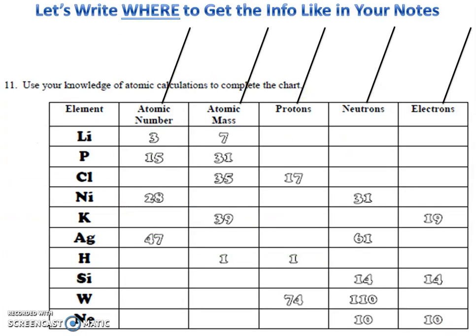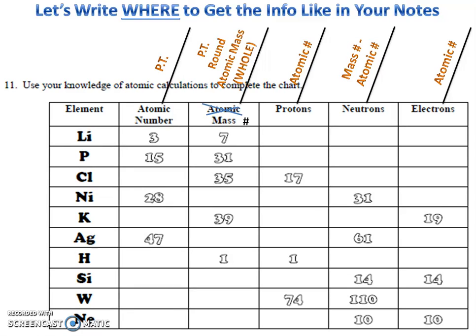So number 11, very similar, not exactly the same, but very similar to your notes packet. So the first thing I want you to do is write down where we're going to find this information. So the atomic number comes from the periodic table. The atomic mass, again, I don't like that. I'm just going to put mass number there, and that's going to be that periodic table rounded atomic mass to a whole number. The protons is going to equal that atomic number. Neutrons is going to be mass minus atomic number, and electrons is atomic number.